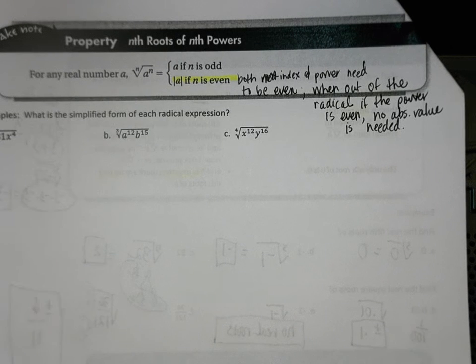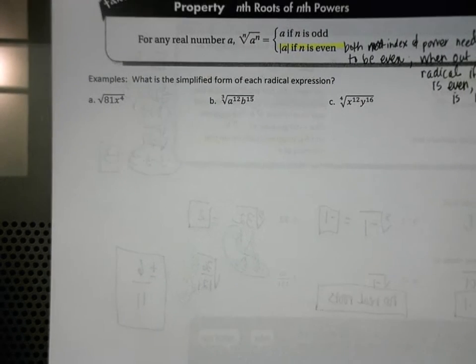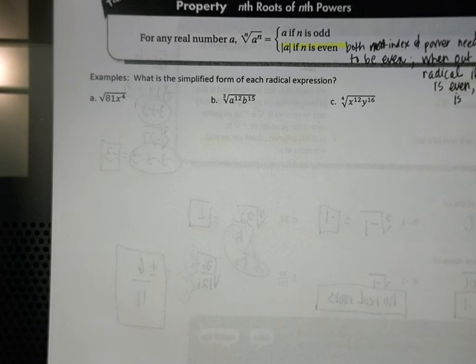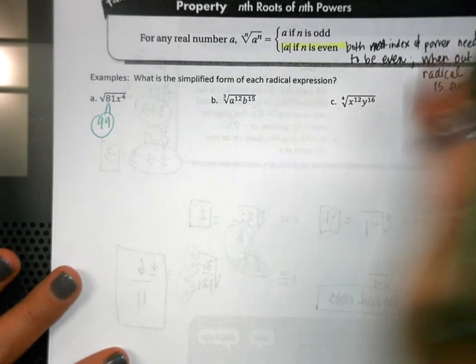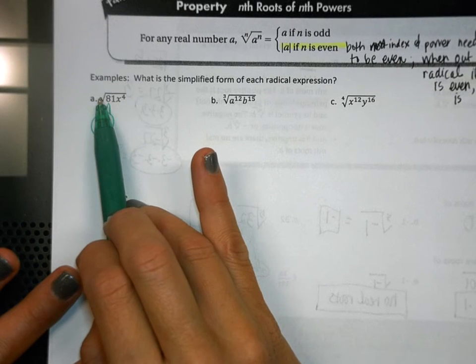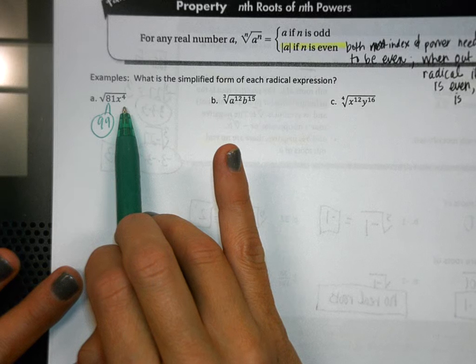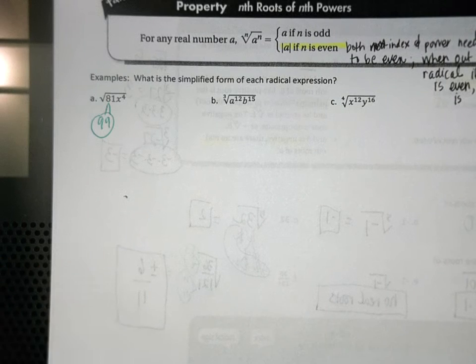So first of all on A, let me go back here. Okay, so A, we have the square root of 81 x to the 4th. So 81 breaks down to what? 9. Okay, 9 and 9, so we have a pair of 9s. Now notice here, this is an even index and it's an even power. So there is a chance I'm going to need absolute value bars, depending on what it looks like when it's pulled out.